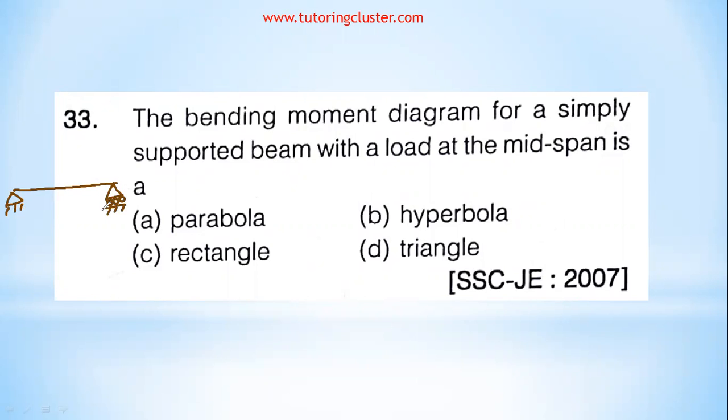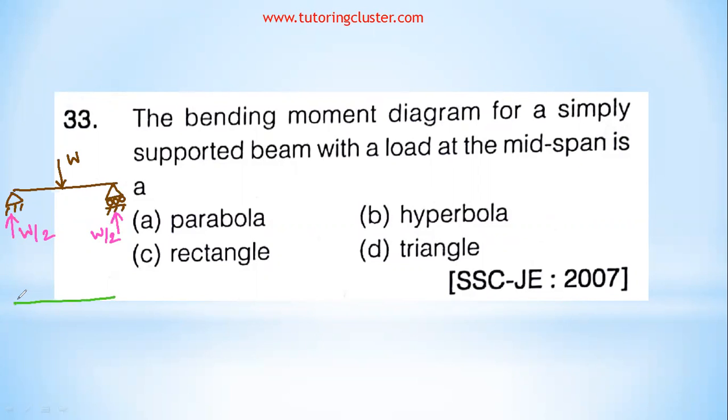This simply supported beam is carrying a load at midspan. So this is the load W, right? Okay. So can you calculate the reaction first? What will be the reaction at the support? If this is W, this will be W by 2, this will be W by 2. Okay. Now, how will you construct the SFD?